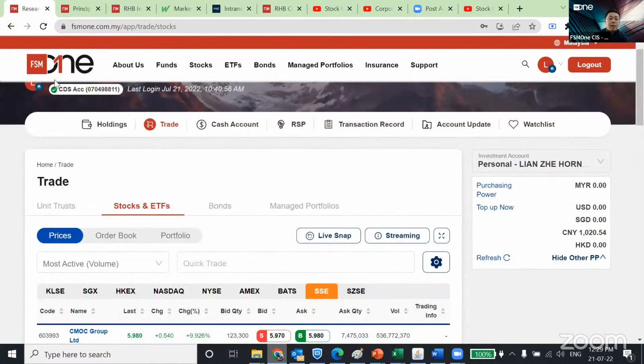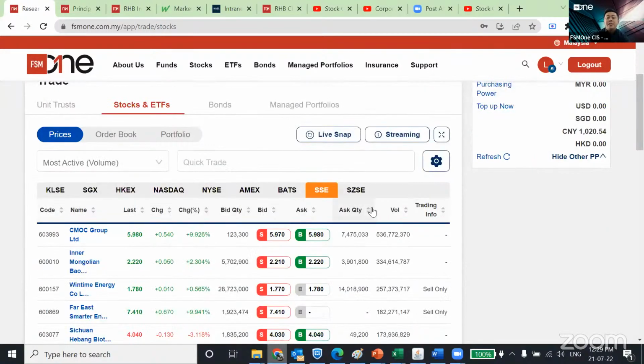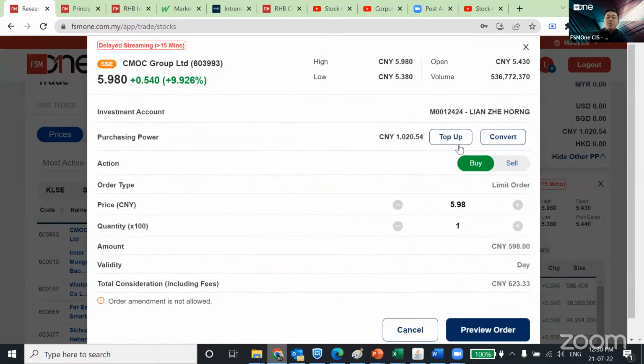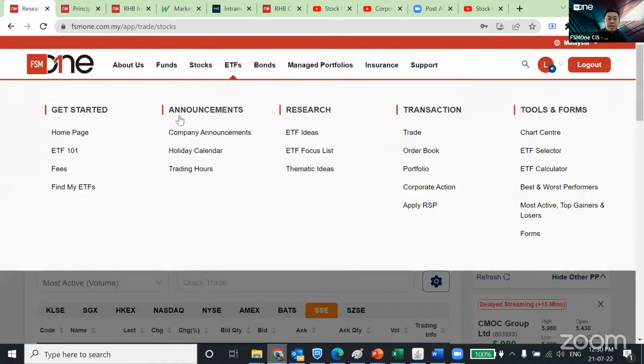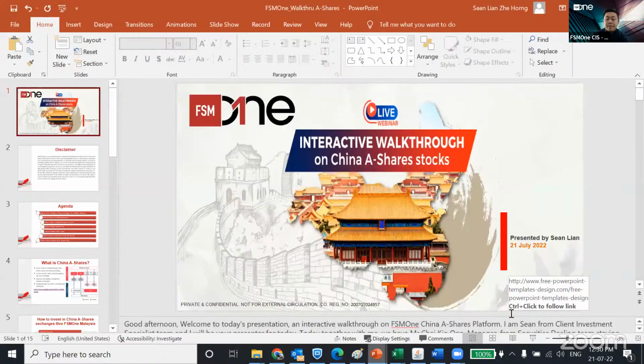So this is what I'm going to show you, the whole thing, because for now it's still lunch break hours, so I'm not able to show you how to place the buy or sell order. But actually the buy and sell order is quite simple. You just need to place the buy, then key in the price and the quantity, then preview the order and confirm the order in order to place it. So it's quite simple. You can do it by yourself. So I think I'll go back to the slide.